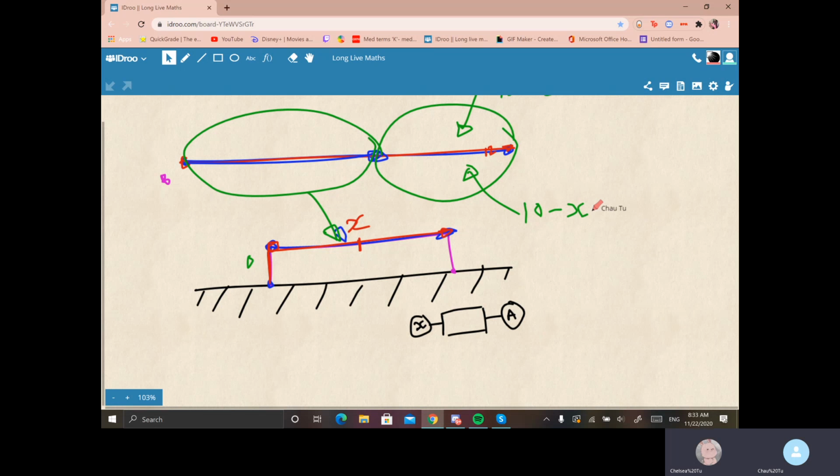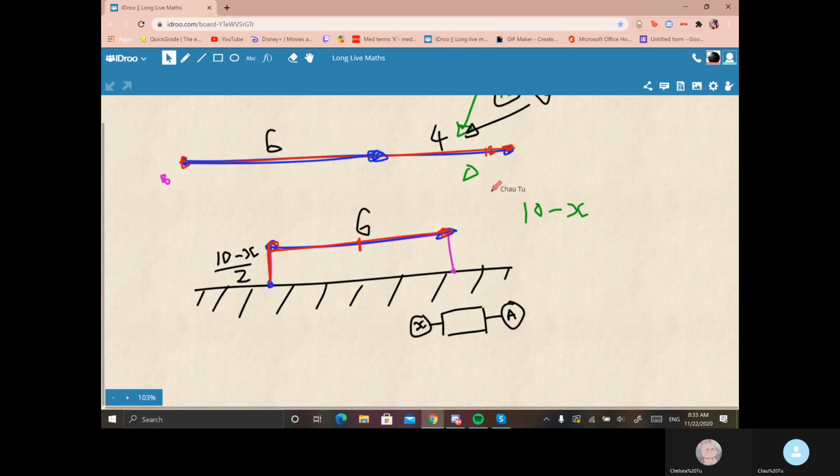If you think about it, earlier I said that this was 6. Can you see the remainder must be 4? Because you use 6 for this part. Can you see 10 minus 6 is 4? So 10 minus x over 2. Yeah, so this thing here is actually 10 minus x over 2, right? Mm-hmm. And what's this length here? 10 minus x over 2. Yeah. Okay. 10 minus x over 2.